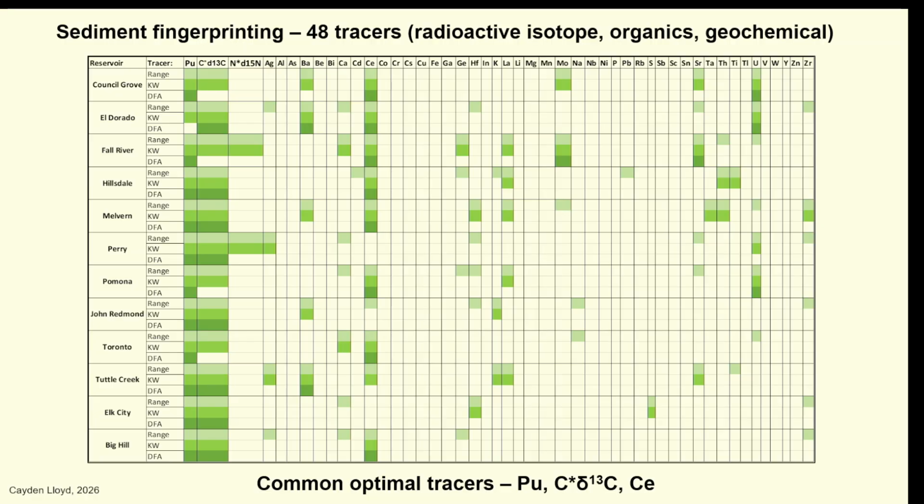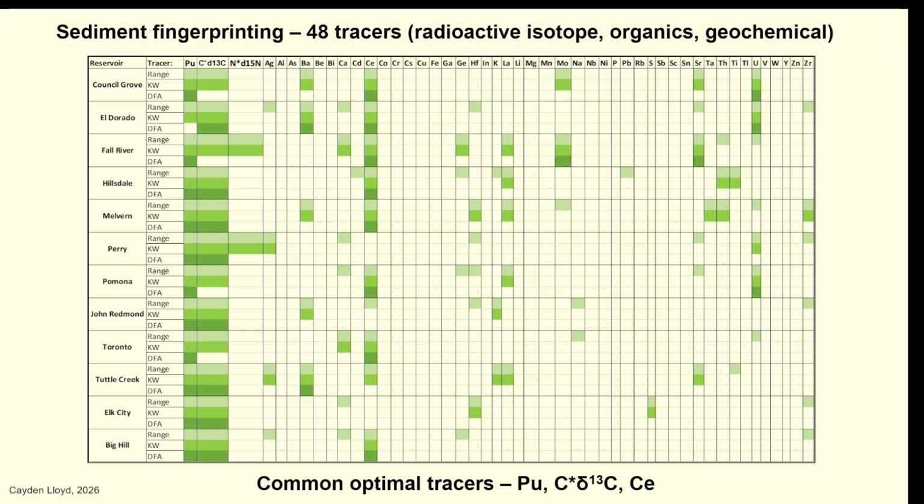We have 50 traces, but actually we end up with 48 in the model because we combine some of the organics. We use a radioactive isotope, plutonium, which I'll talk about in a second. For the organics, we use carbon and nitrogen, as well as their stable isotopes. To get the actual tracer, we multiply, so in that particular example, carbon multiplied by the stable carbon isotope, delta C13, to get the tracer value.